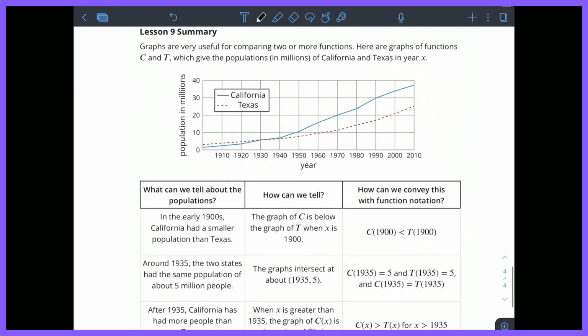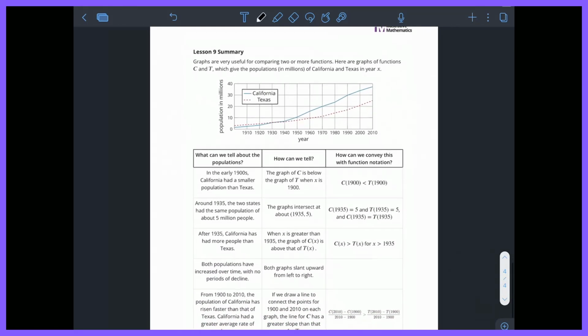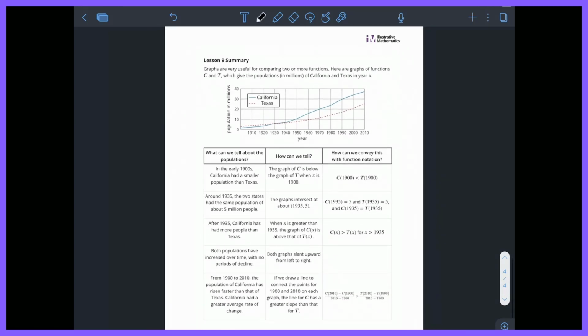Here's a quick summary of everything that we saw in today's lesson. Feel free to pause and read it over if I can fit it on my screen. There it is. Take a peek.